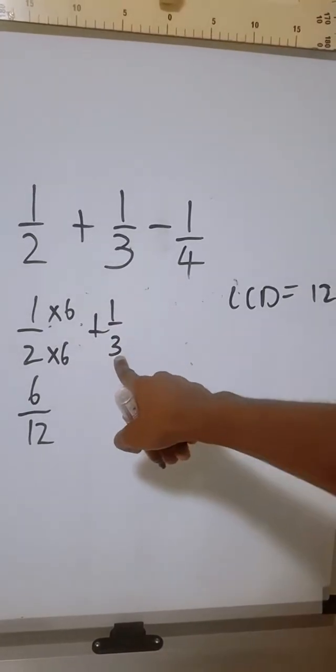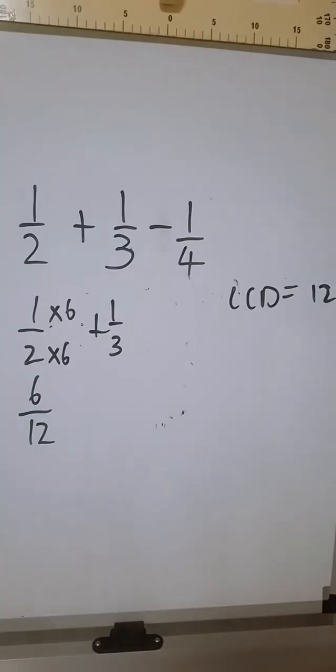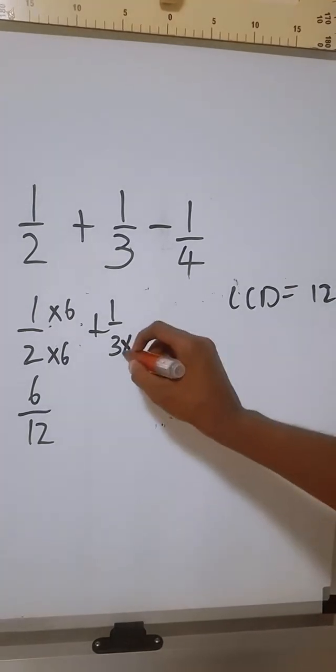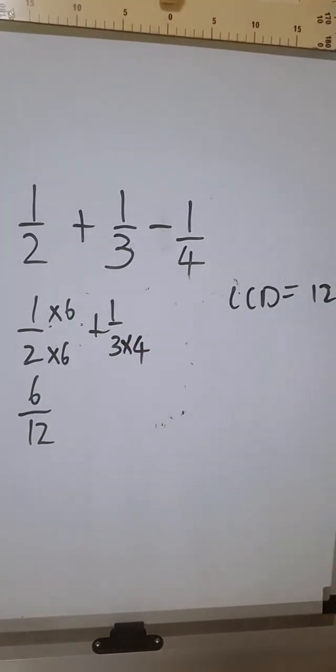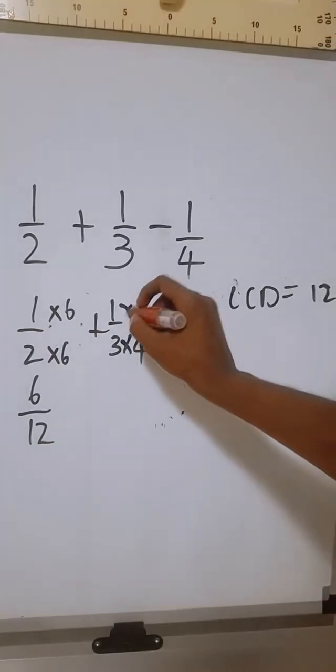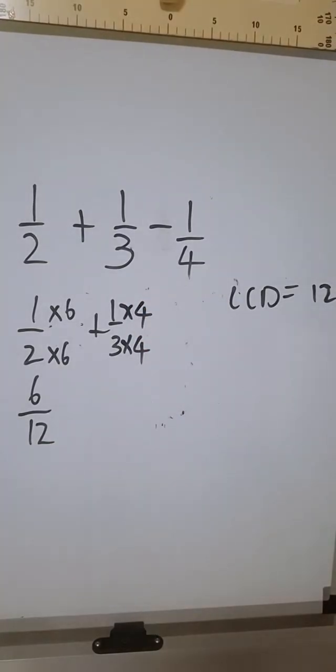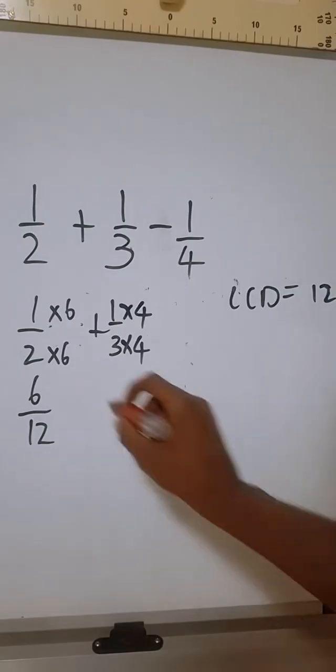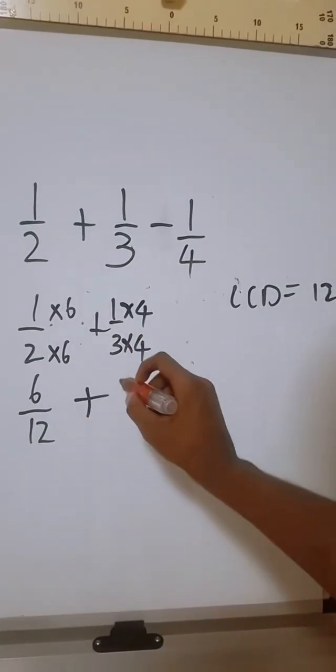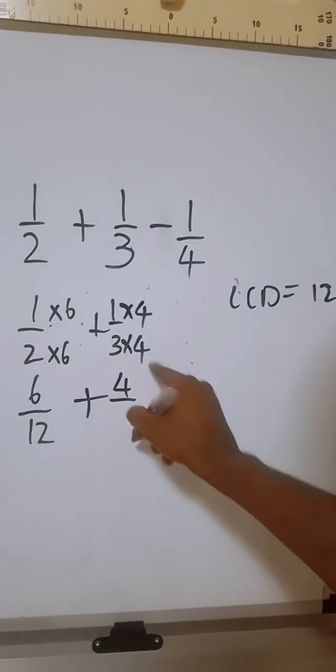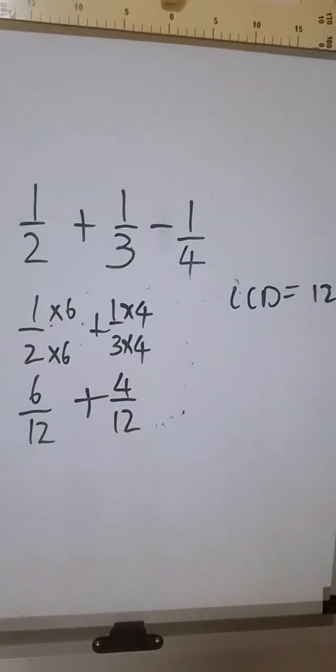What can we multiply 3 with to get 12? Or in other words, what is 12 divided by 3? Then we'll get the number that we need to multiply by 3 to get 12. Yes, 4, very good. We multiply by 4 in the denominator. What we do in the denominator, we do where? In the numerator. We multiply by 4. So then that means we are going to get 1 times 4 is 4. 3 times 4 is 12.